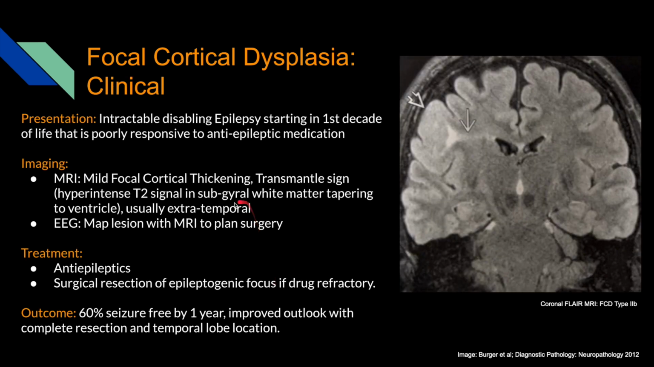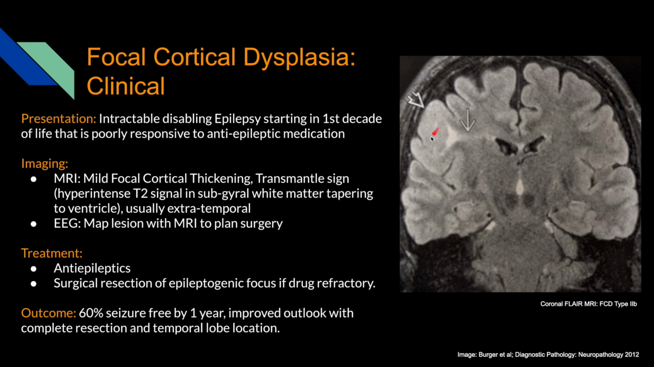Clinically, again, it presents with intractable, disabling epilepsy starting in the first decade of life. That's poorly responsive again to antiepileptics. So if you have tried two antiepileptics and you don't do well, because you have refractory seizures or epilepsy at that point, that's when this can become a consideration.